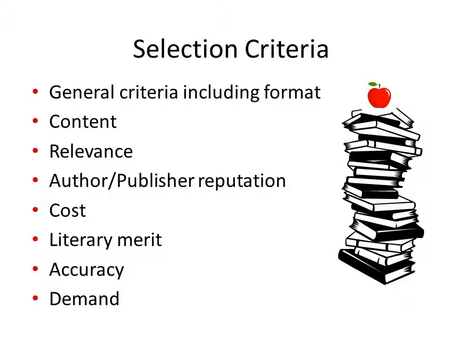The selection criteria offer guidelines for selecting the best possible materials that address the specific needs of a school community. These criteria include the extent to which new materials expand on, supplement, and support the existing collection rather than duplicating it, the importance and relevance of the subject matter to the collection, the reputation of the publisher and the author, the cost, literary merit, accuracy, and demand.